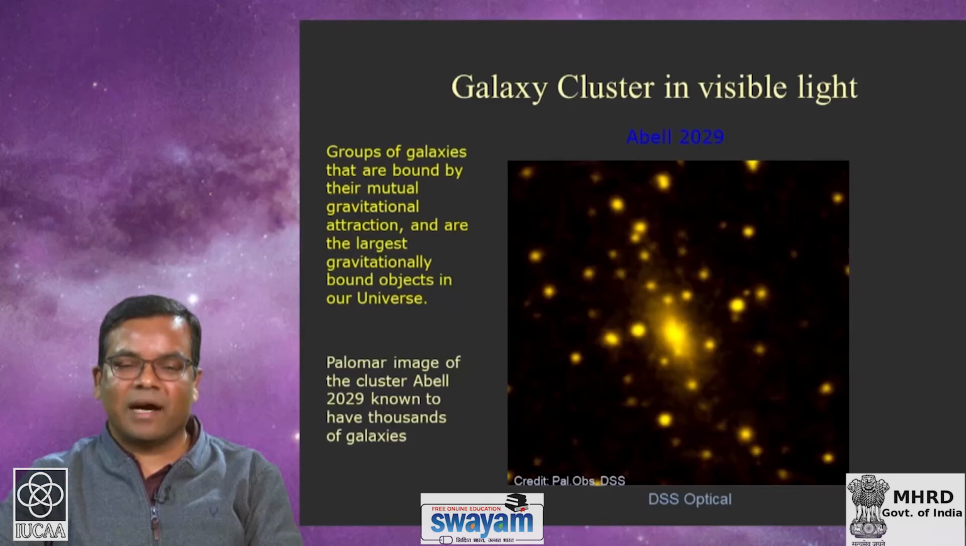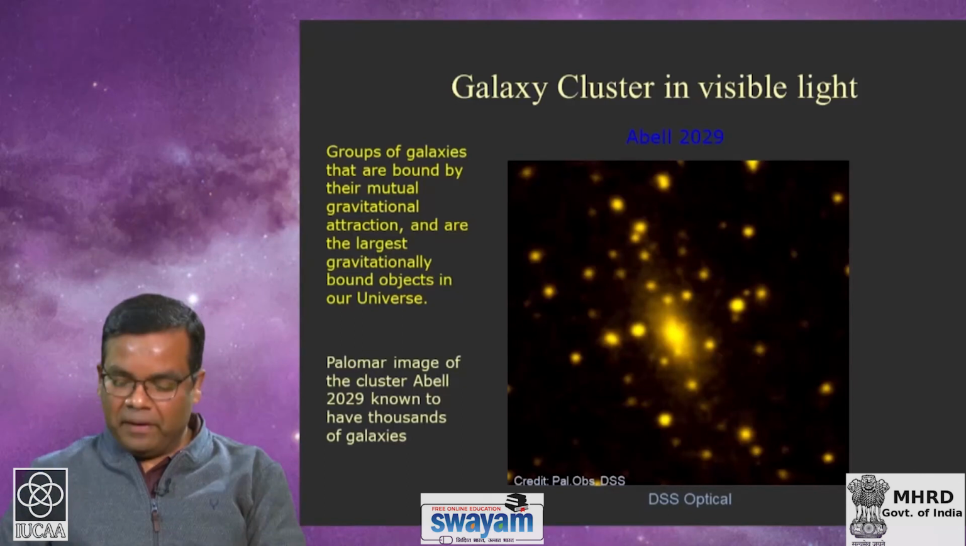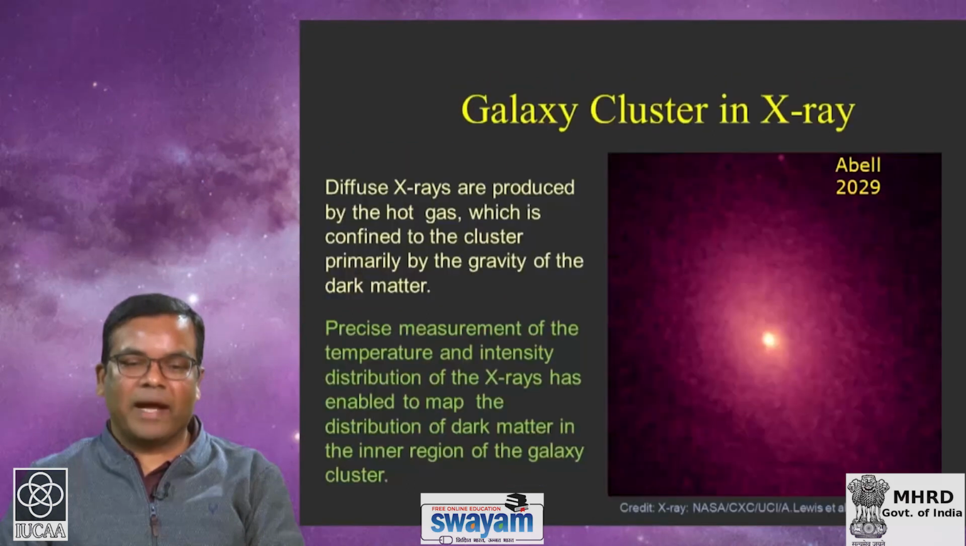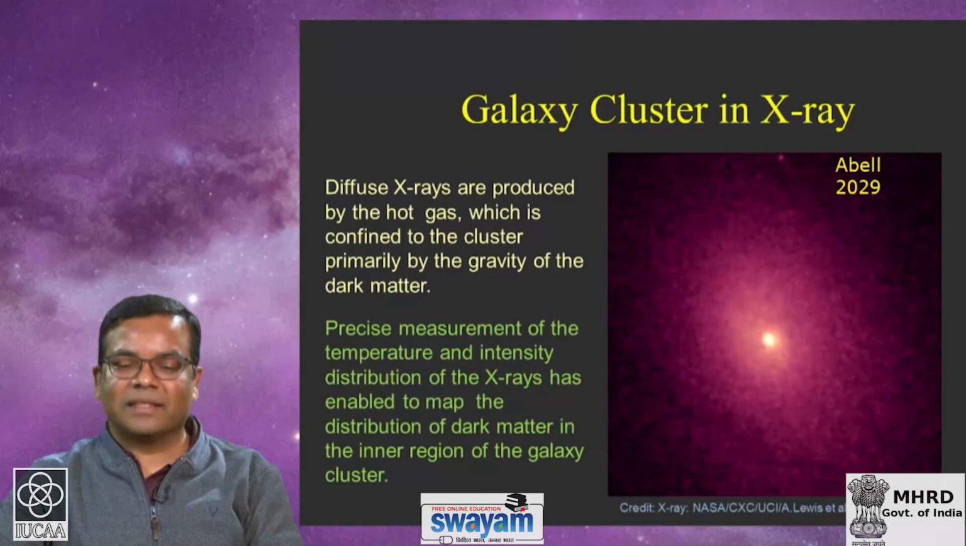This image essentially is the optical image, or the image in visible light, of one of the galaxy clusters known as Abell 2029, and you see a large number of galaxies and the central galaxy as well in this cluster. If you observe the same cluster in the X-ray band, then what you see is shown here, the X-ray image. You do not see the individual galaxies in the cluster, but you see a diffuse X-ray emission filling the entire region of the galaxy cluster.